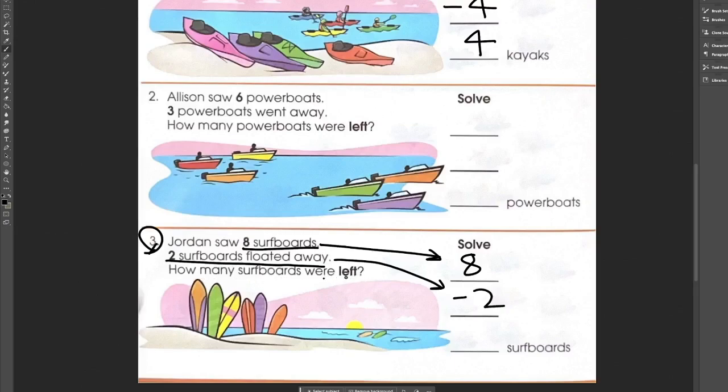The reason why the word left is bolded is because it tells us that we need to subtract. Now we just need to do 8 minus 2, and if we do that operation really quick, we will get 6 eventually.